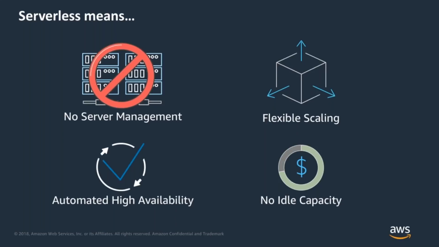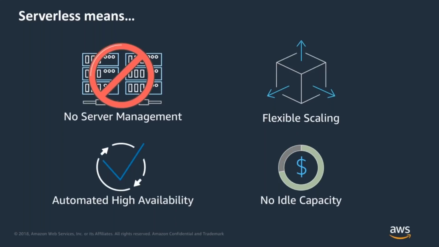And then finally is this concept of no idle capacity. This is really where you start seeing major cost savings from an infrastructure perspective when you move to a serverless architecture compared to a traditional server-based one. So basically, when you're using Lambda, you're only paying for the exact amount of compute time that you're spending to actually run your code. As soon as your code returns, we stop running the meter on that code.